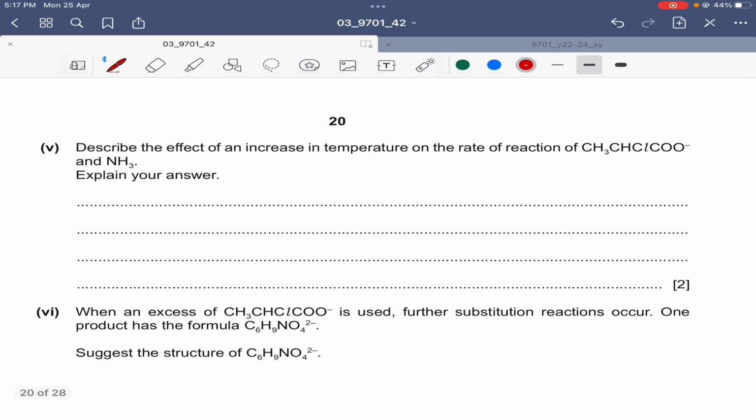Now, the next part is: describe the effect of an increase in temperature on the rate of reaction of chloropropanoiodine and ammonia. Explain your answer. So, on increasing the temperature, the rate of reaction will increase.